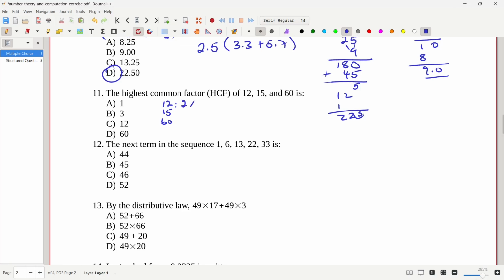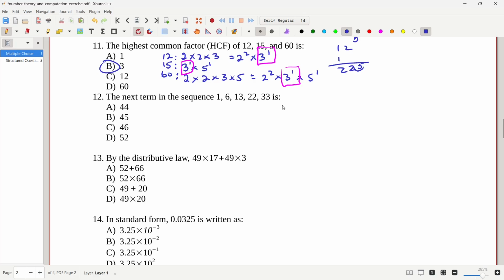So I will say 2 times 2 times 3, and that would mean 2 to the second power times 3. Similarly, I'm going to do the same thing for 15, so I'm saying 3 times 5, and then the same thing for 60, which is 2 times 2 times 3 times 5, which works out to be 2 to the second times 3 to the first power times 5 to the first power. Now, I can see that the only thing that is in common to all of them is this 3 to the first power here. I don't have anything else in common. 3 to the first power is 3, so the answer is B.